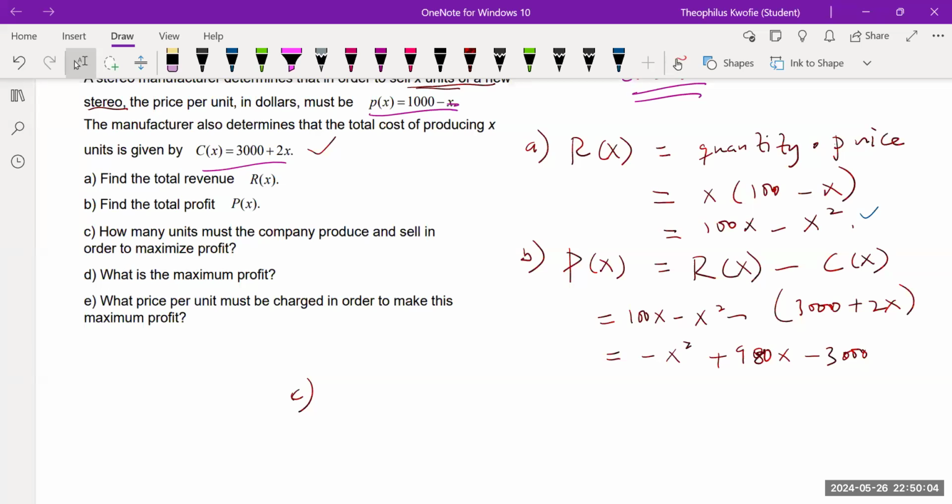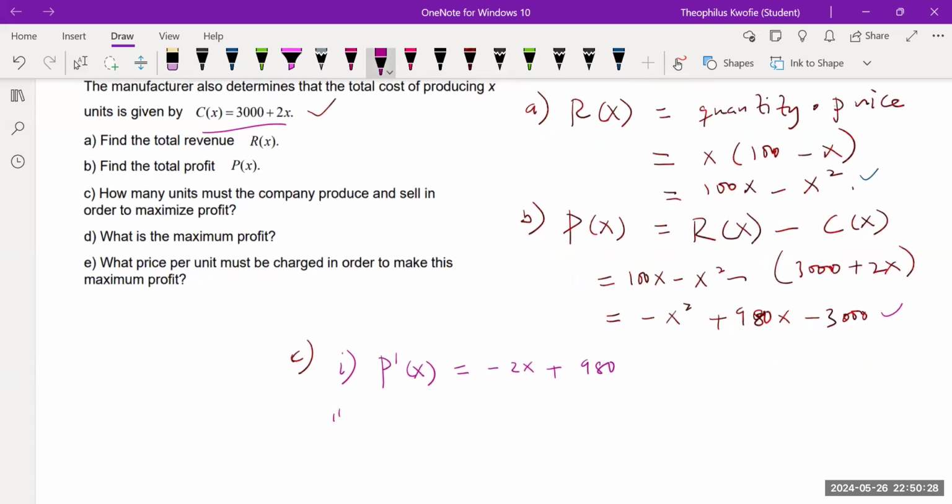So in the I part, we have to find the first derivative of the profit. Now, what is the first derivative of the profit? The first derivative of the profit will just be minus 2x plus 980.